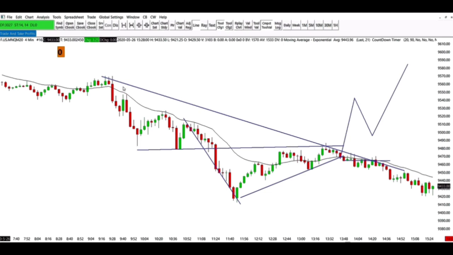Now, if the market's trending down and we just break this pullback trend line, we don't really need that much force because the trend is with us. The trend is our friend right here.